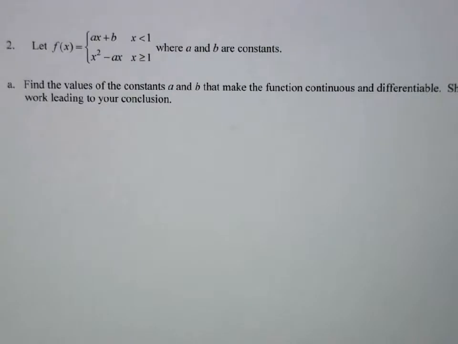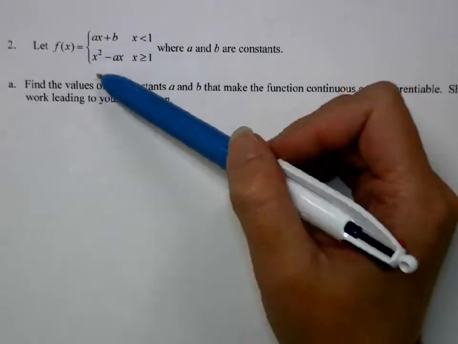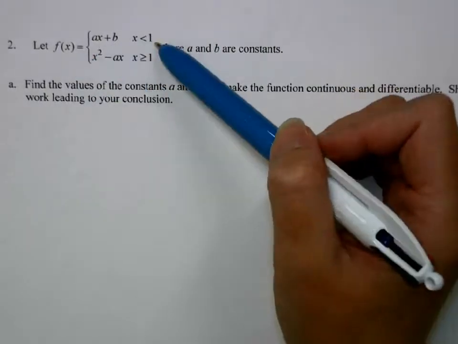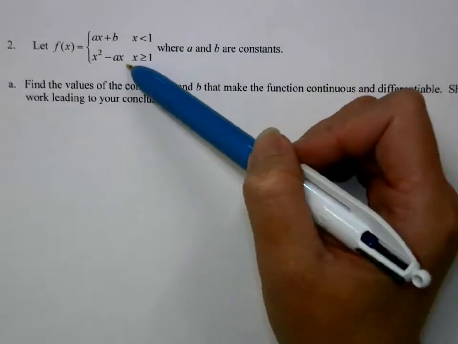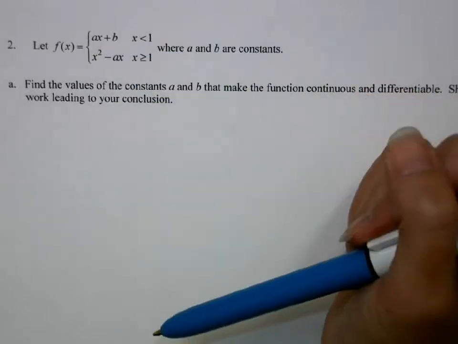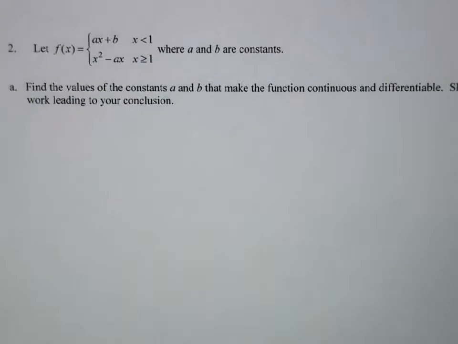Okay, so we have this piecewise here. F of x equals ax plus b when x is less than 1, and x squared minus ax when x is greater than 1, where a and b are constants. So we're going to find the constants a and b so that this is continuous and differentiable.